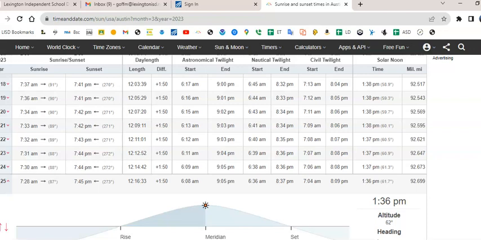All right, so that's just a little bit of hint and walkthrough for finding times related to what the sun's doing. And we're going to find some times related to what the moon's doing as well.